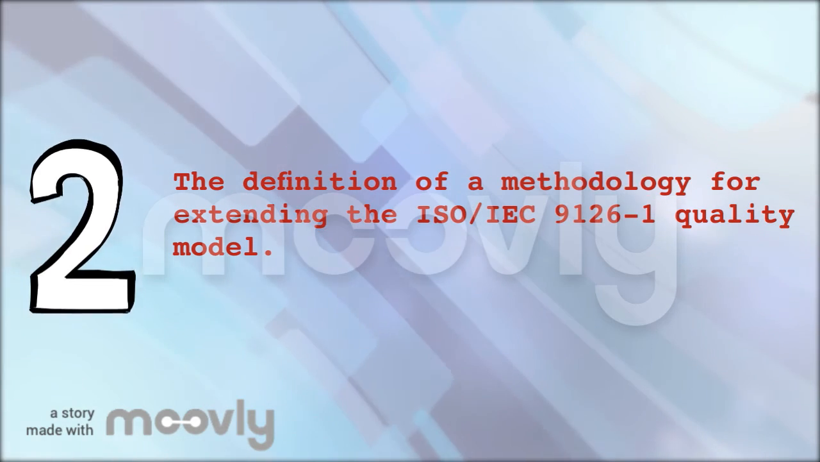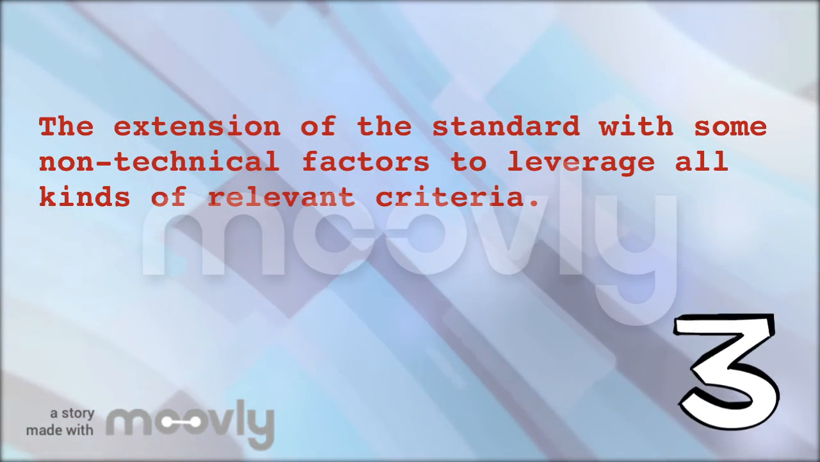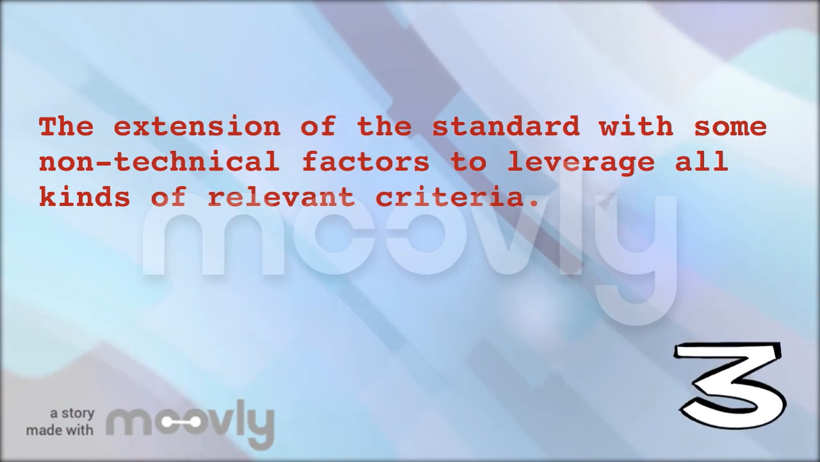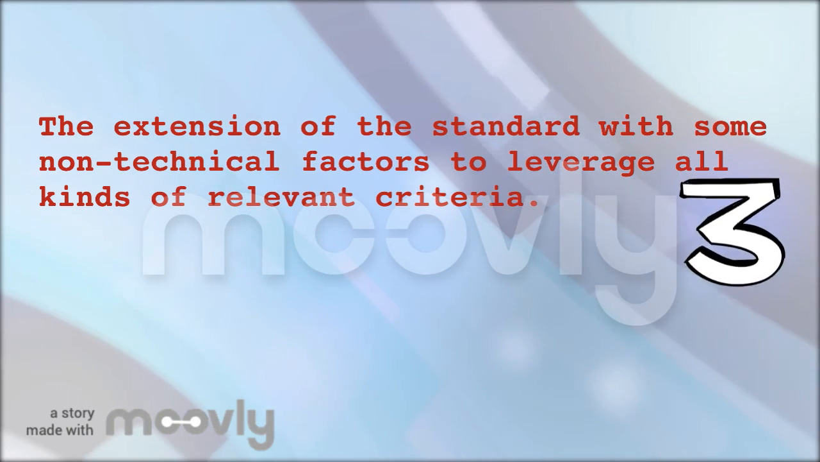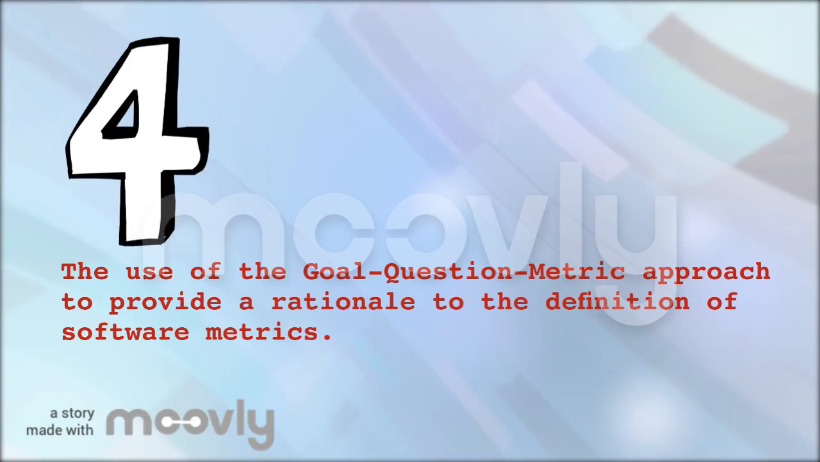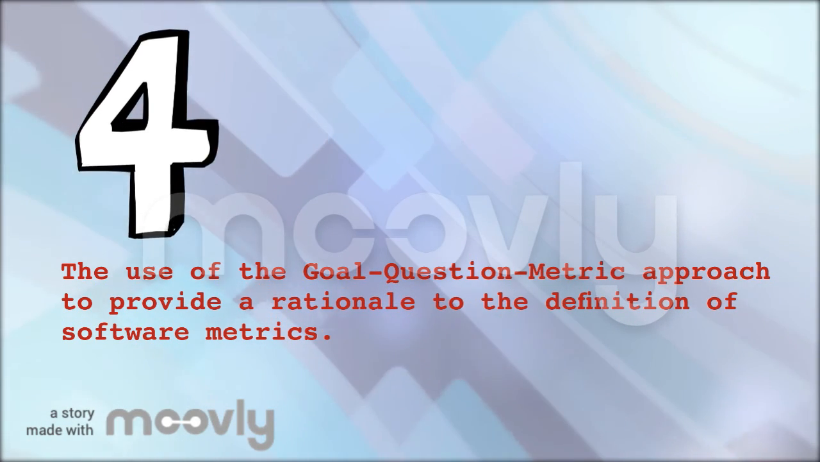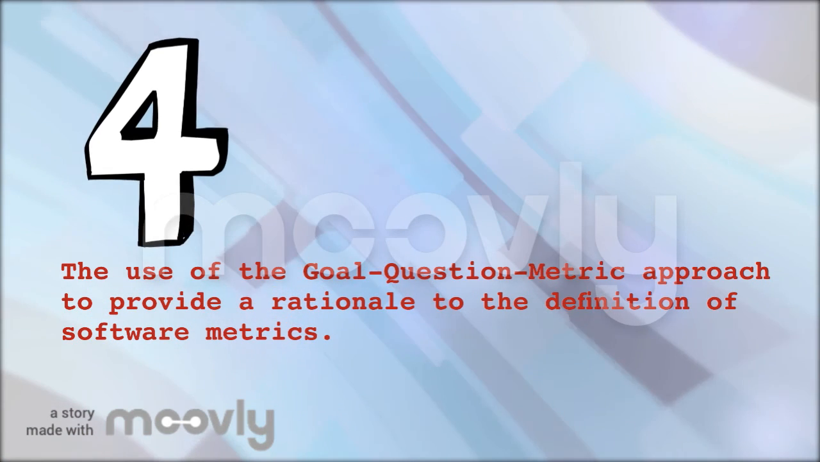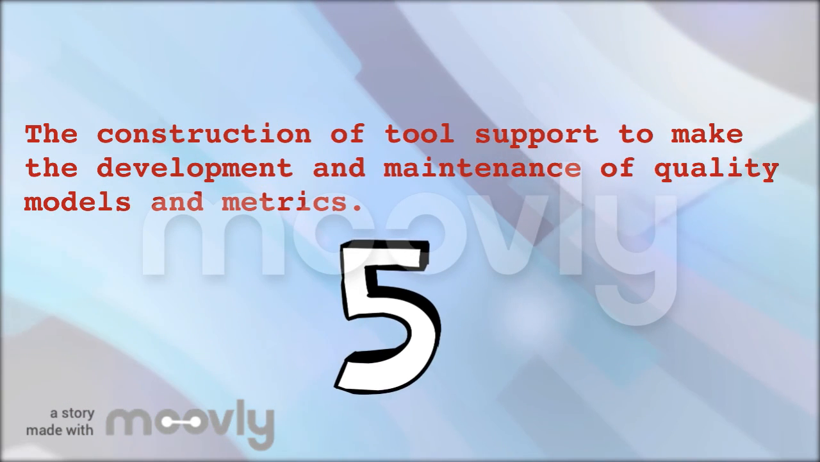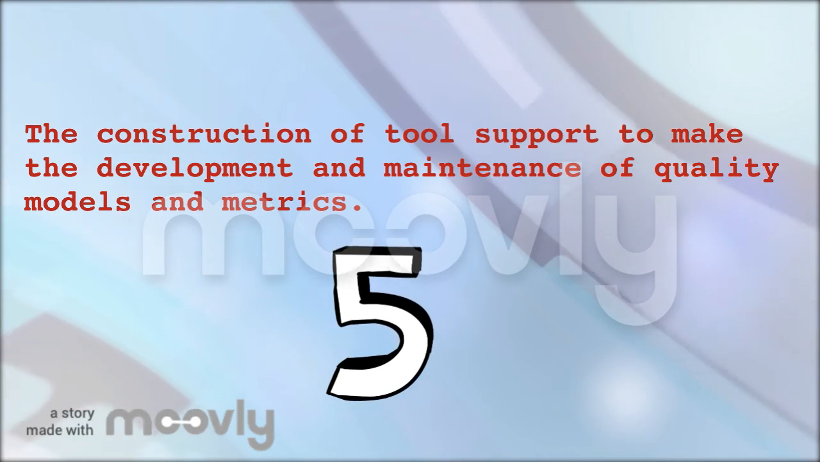9126-1 quality model. The extension of the standard with some non-technical factors to leverage all kinds of relevant criteria. The use of the goal question metric approach to provide a rationale to the definition of software metrics. The construction of tool support to make easier the development and maintenance of quality models and metrics.